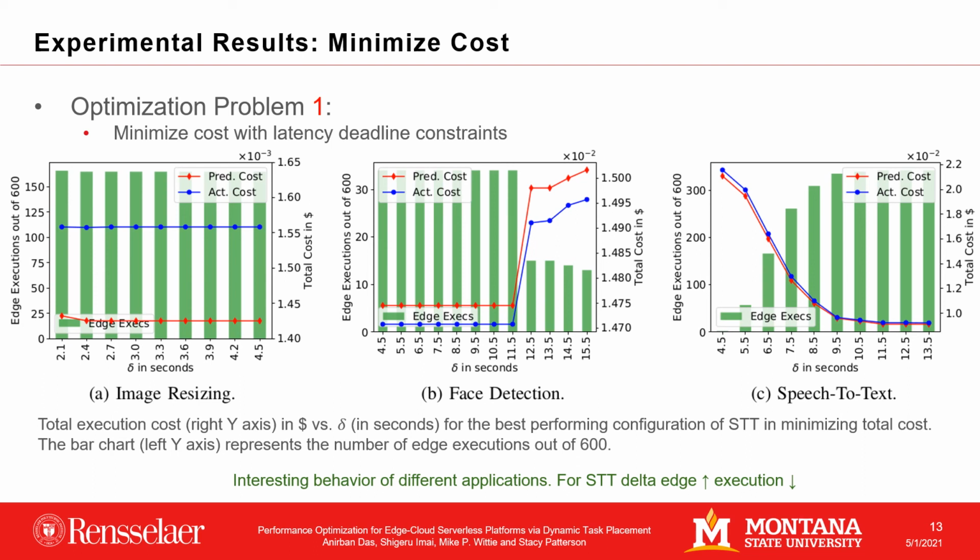We observe that different applications behave differently. For example, in the speech to text, which is the rightmost figure, as we increase the deadline per job, an increasing number of jobs get executed at the edge. And since an increasing number of jobs execute at the edge, the total amount of cost, both the actual and the predicted cost, goes down. However, the situation is a bit different in the other two applications.